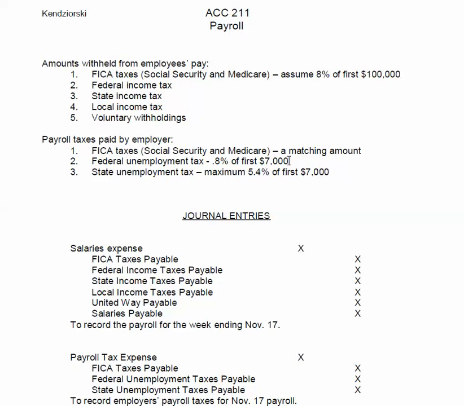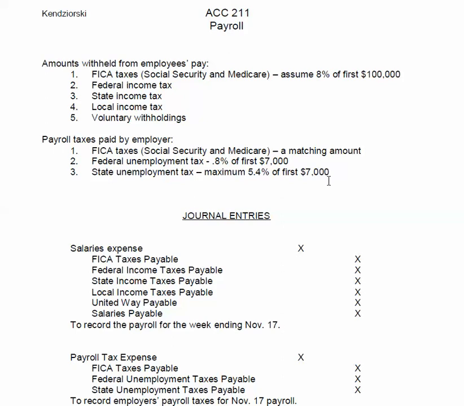Now again, this is not coming out of the employee's paychecks. The company has to keep track of each person's cumulative pay, and as soon as a person goes over $7,000 in any given year, the company no longer has to pay into the unemployment fund for that person. The state rate is 5.4%, again, of the first $7,000 that each person earns.